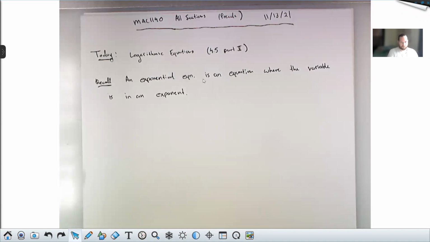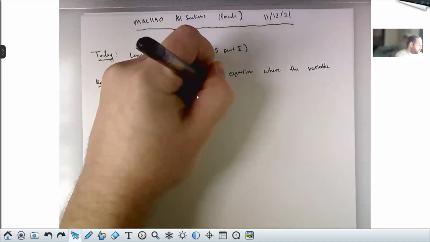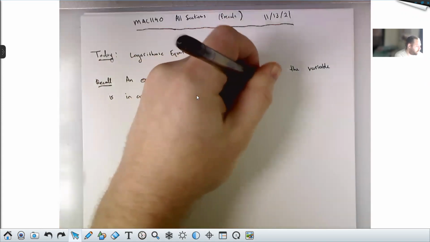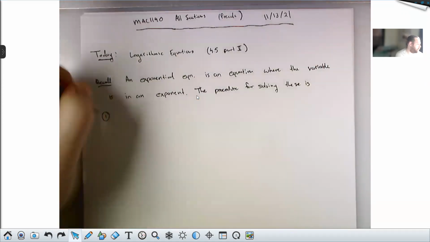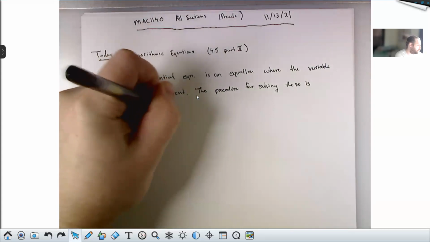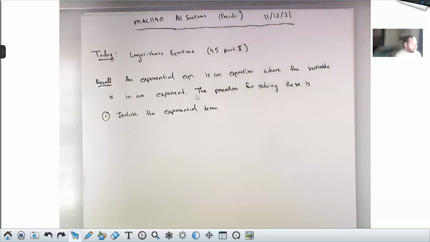So an exponential equation is an equation where the variable is in an exponent. The procedure to solve these: first, we want to isolate the exponential term. So, you've got an e to the x or a 2 to the x or a 5 to the x minus 1 somewhere in your equation. That's what makes it exponential. You want to get that piece alone on one side.